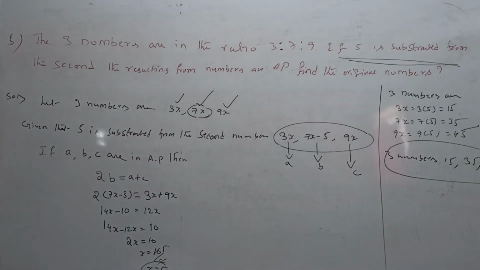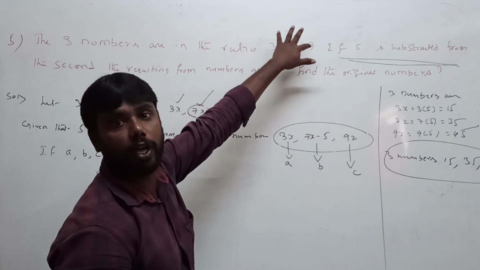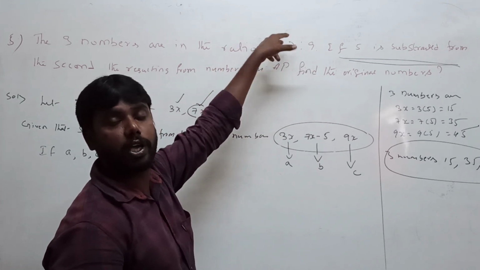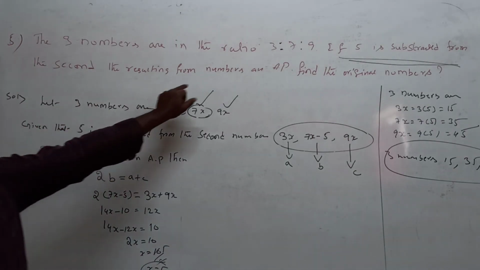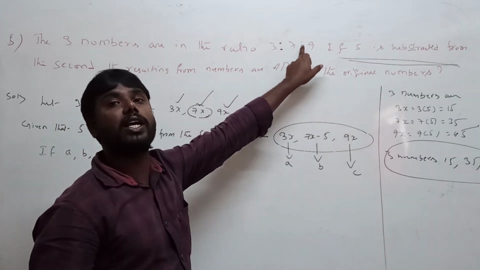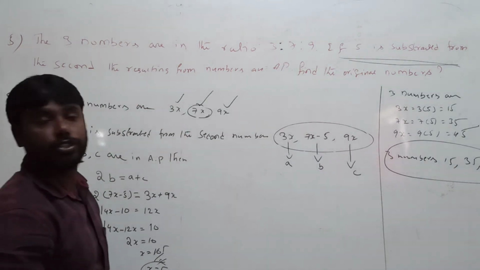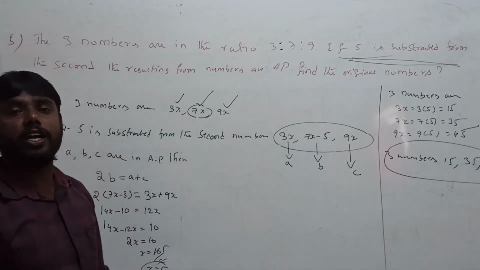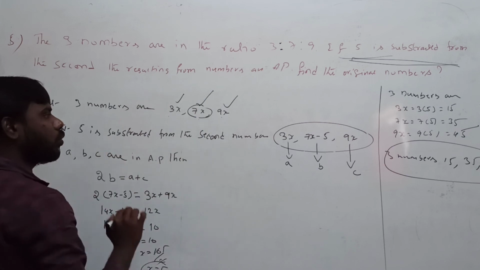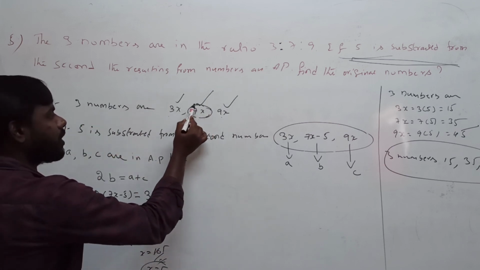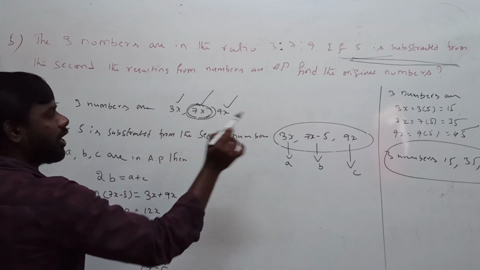Once again, what is given? Three numbers are in the ratio 3:7:9. You don't know the three numbers, that's why to calculate the three numbers we assume them as 3x, 7x, 9x, taking the given ratio. This is valid. After that, according to the question, 5 is subtracted from the second number. Only the second number has 5 subtracted; the first number and last number we write as they are.